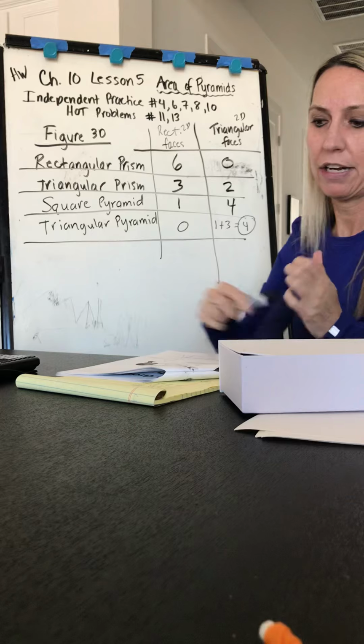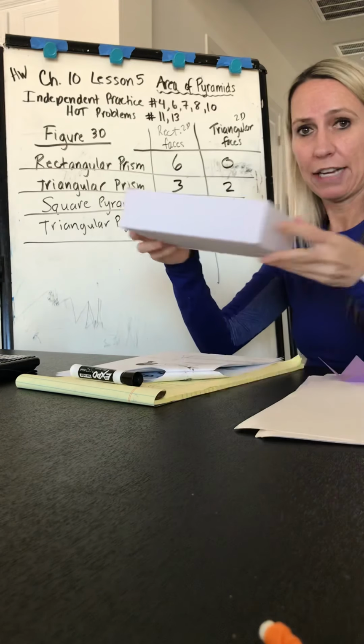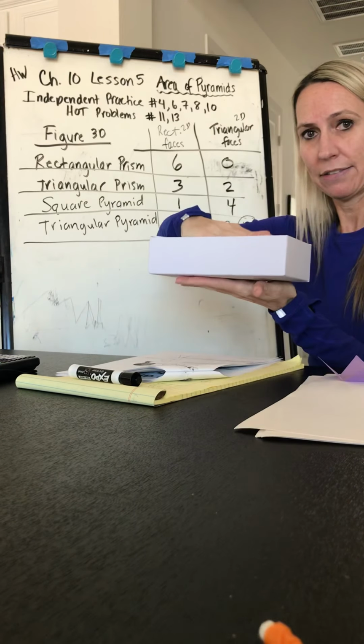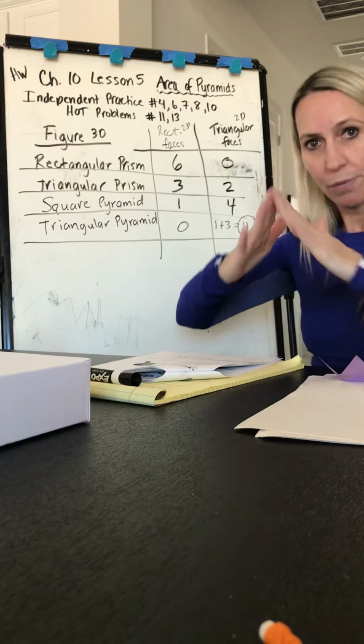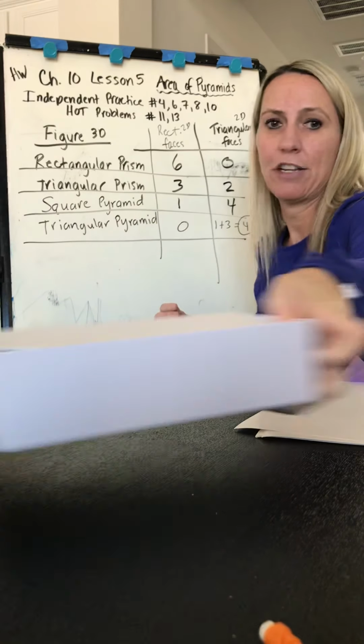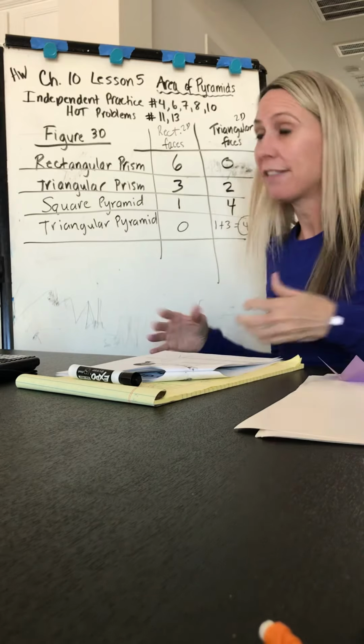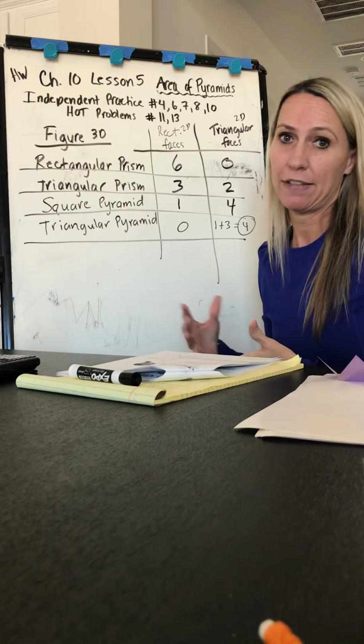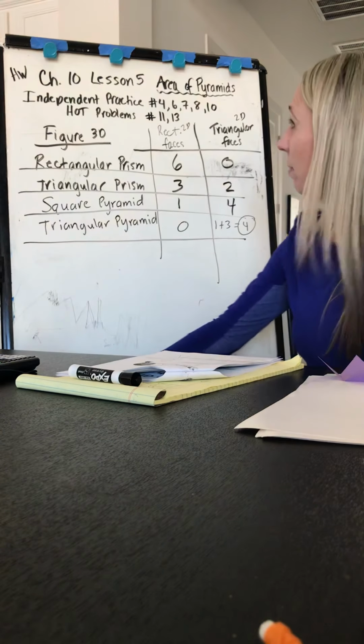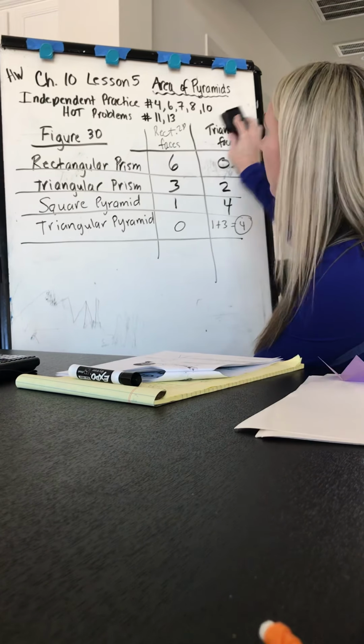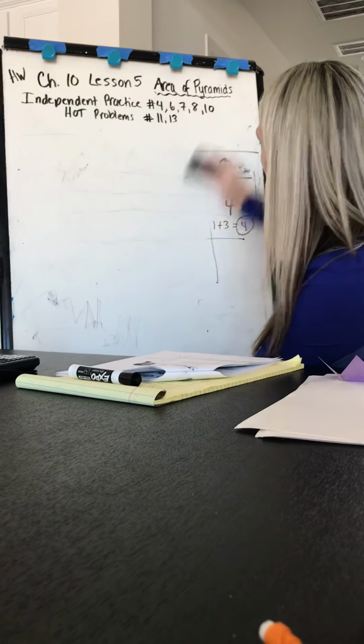So prisms again are like this. They have 2 bases. Pyramids come to a point, and as soon as you identify the object, then you can find the area. So that was the independent practice number 10.